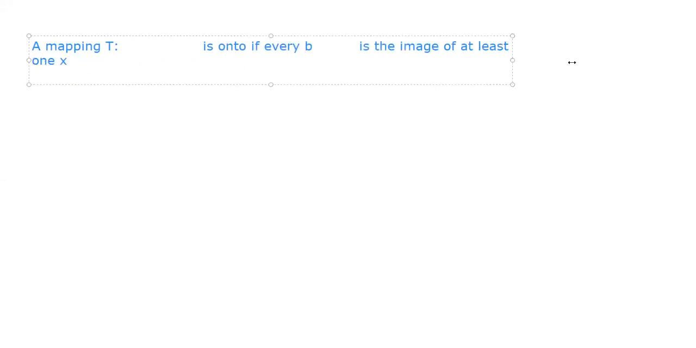So for those of you who have talked about functions before in various classes, you know that they come in a couple of flavors. One type of function is an onto function. So a function, or in this case, a mapping, a linear transformation that goes from Rn to Rm is going to be called onto if every single vector b in Rm is the image of at least one x in Rn. What do I mean by this? I mean that our range is our codomain.